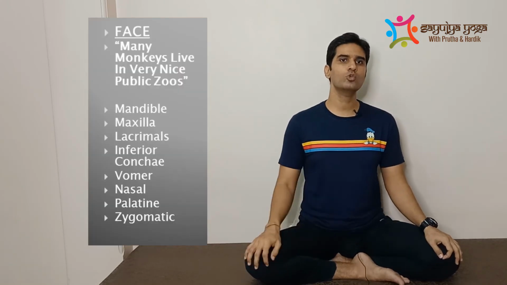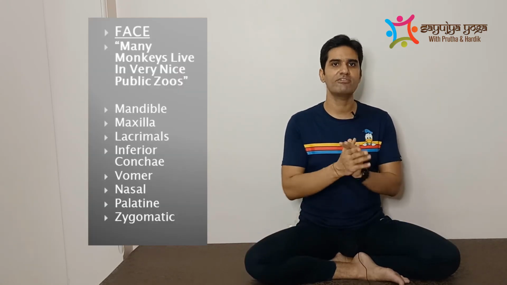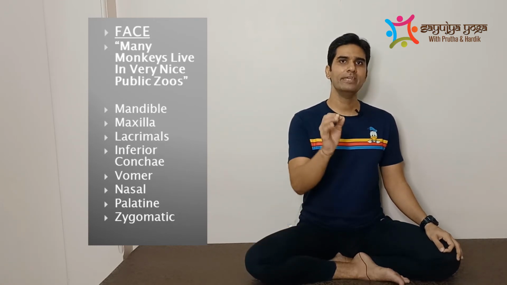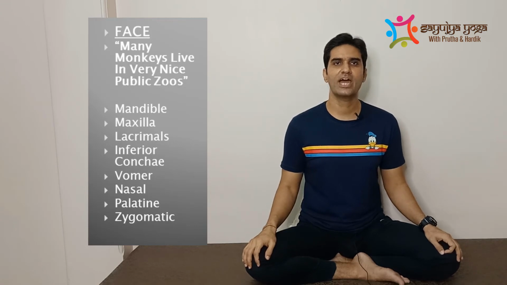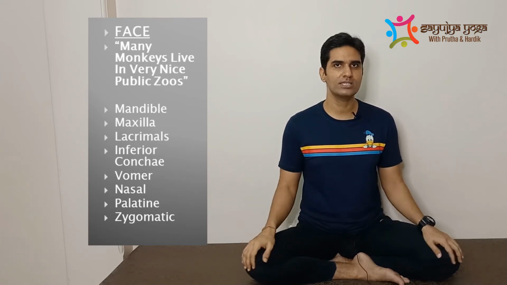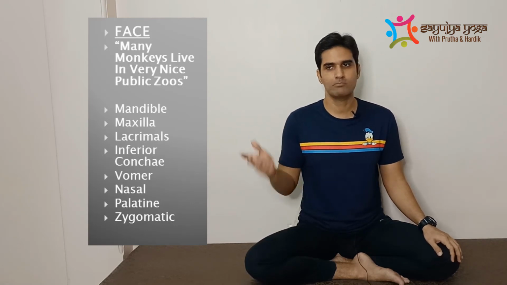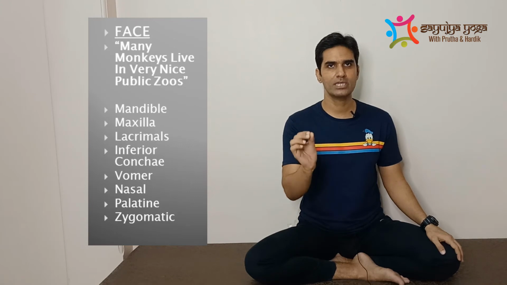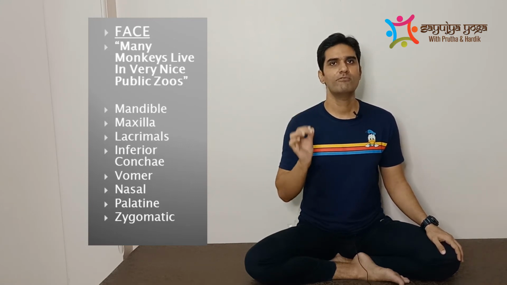So friends, how to remember these 14 facial bones easily? Remember this mnemonic. Many monkeys live in very nice public zoos. Yes friends, there are lots of monkeys and they live in nice public zoos. So you can remember this mnemonic. Many monkeys live in very nice public zoos.